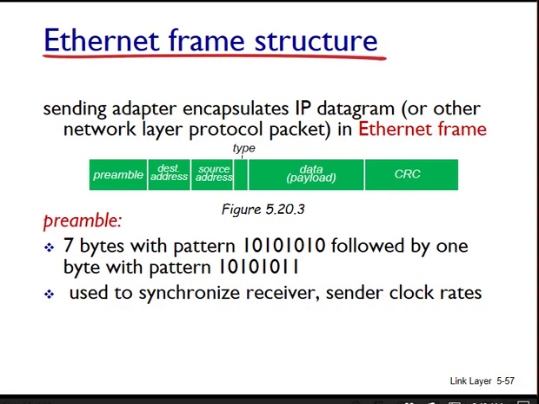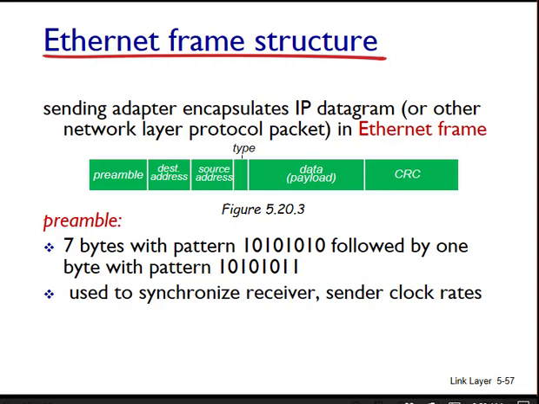The Ethernet frame is shown in figure 5.20.3. Let's consider sending an IP datagram from one host to another host with both hosts on the same Ethernet LAN. Let the sending adapter, adapter A, have a MAC address of AA-AA-AA-AA-AA-AA, and the receiving adapter, adapter B, have the MAC address BB-BB-BB-BB-BB-BB. The sending adapter encapsulates the IP datagram with an Ethernet frame and passes that frame to the physical layer. The receiving adapter receives the frame from the physical layer, extracts the IP datagram, and passes the IP datagram on up to the network layer.